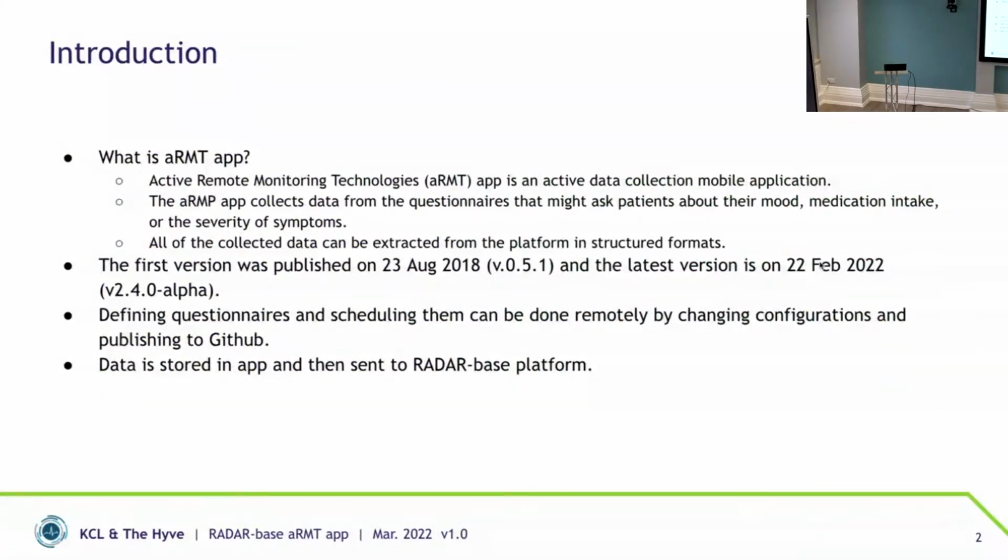The ARMT application is the active remote monitoring technologies app, which is provided by Radarbase to collect the active data, such as, for example, the questionnaires about mood, medication intake, and other questionnaire types. The data collected by the ARMT application is passed in structured formats to the Radarbase platform for any further analysis and investigation. The first version of the application was published in August 2018, and the latest version was published in February 2022, which is almost 20 days ago.